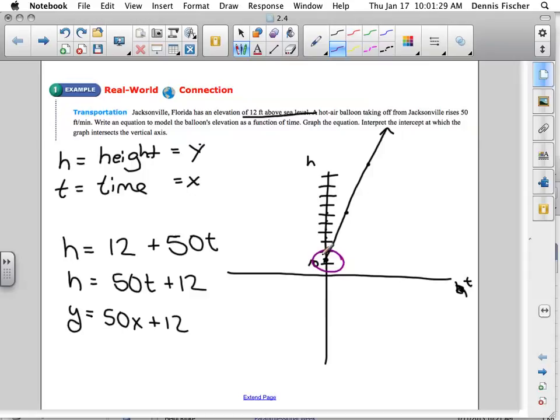What's not logical about this equation? Yeah, it's going to continue. According to this equation, this balloon is going to continue to rise 50 feet per minute forever. It's never going to come back down. Would you want to be in that hot air balloon? No, if it's going to keep going up. This equation is kind of illogical because it's going to keep moving up.